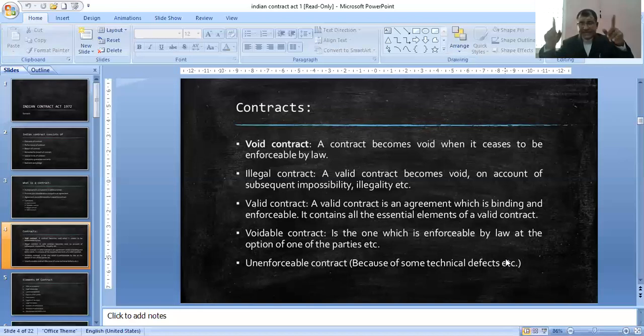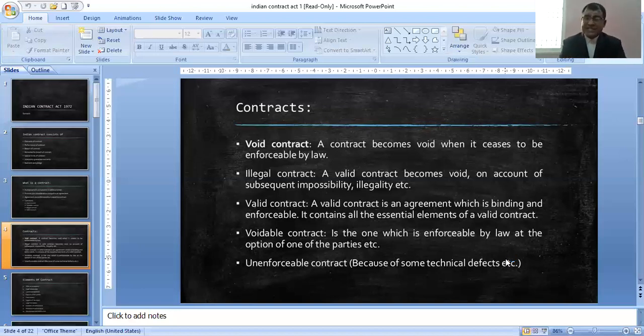Identity of mind. They should be in the same thinking, same mind, identity of mind. Consensus ad idem. And also, 9, this agreement should not be expressly declared void by the law of the land. And 10, this is legal formalities. Whatever legal formalities like stamping, registering, stamp duty, everything has to be paid. That is the essential elements of valid contract.